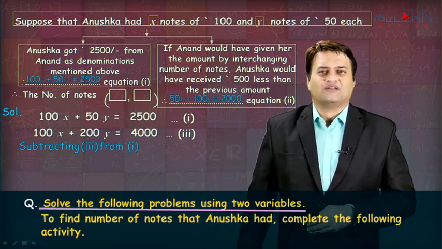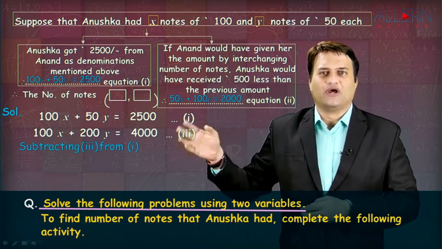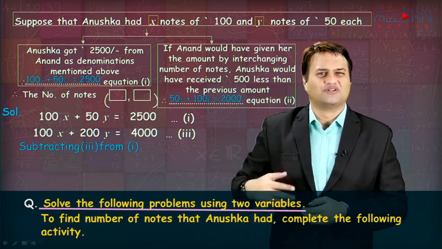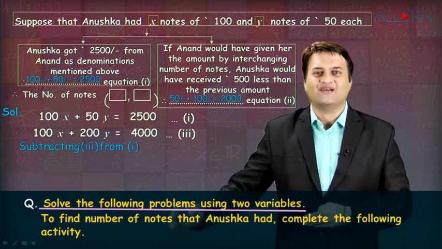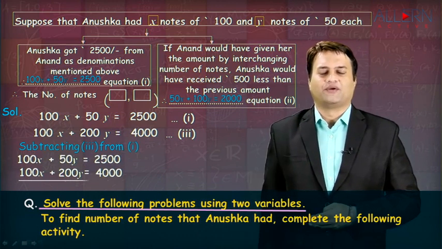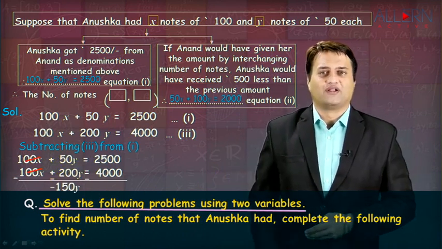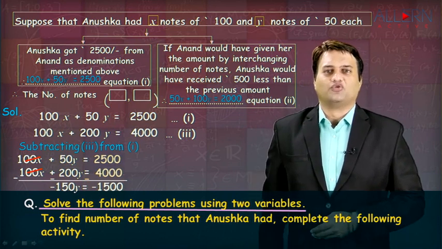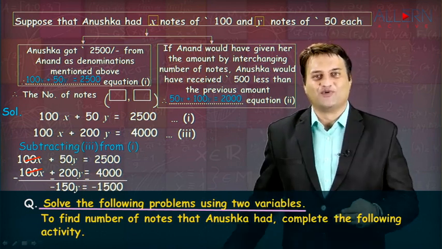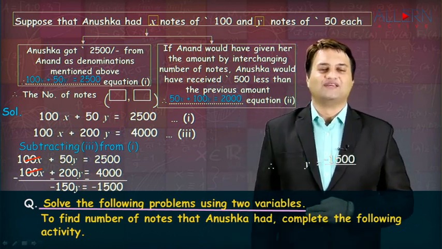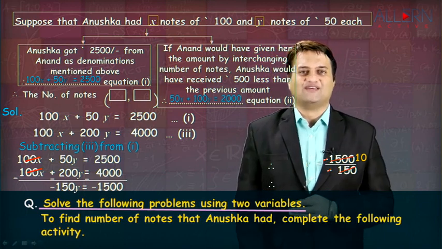We can subtract the two equations. We have already multiplied the second equation by 2 and we got 100x plus 200y is equal to 4000. We just did it quickly because by now you are very comfortable with the method of equating the coefficients. Now let's subtract the two equations and we get, in subtraction don't forget to change the signs. We get 50 minus 200, that's minus 150y, and 2500 minus 4000, that is minus 1500. So minus 150y is equal to minus 1500. So y is equal to 1500 upon 150. Just take care of the zeros and you get y is equal to 10.